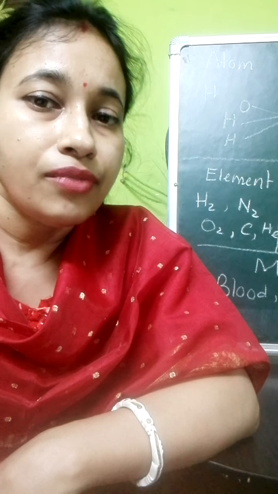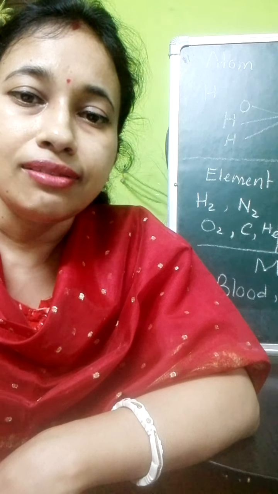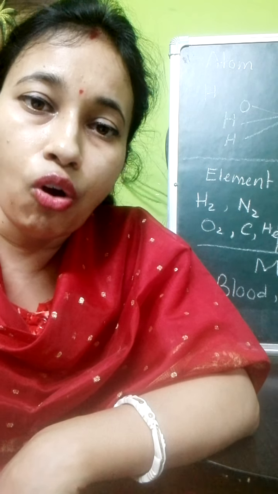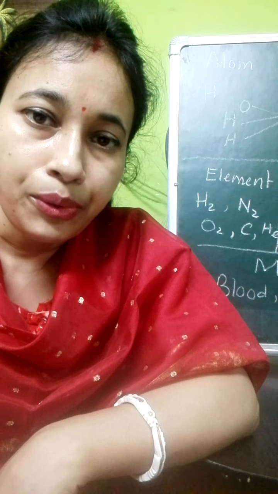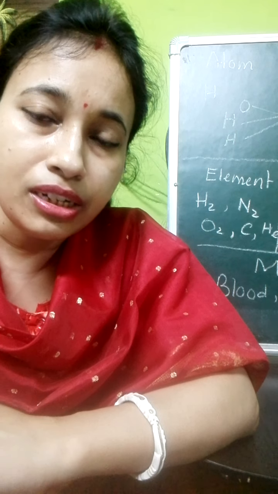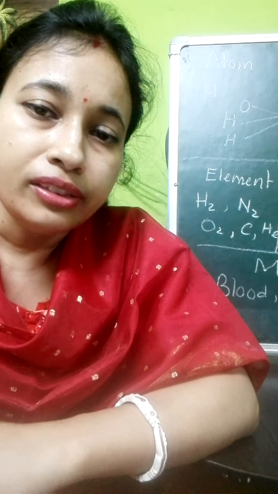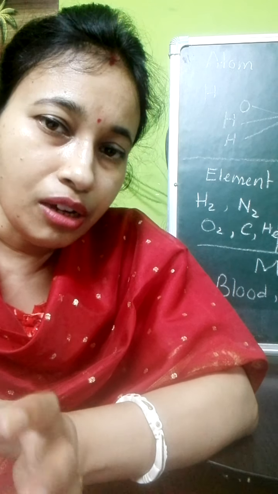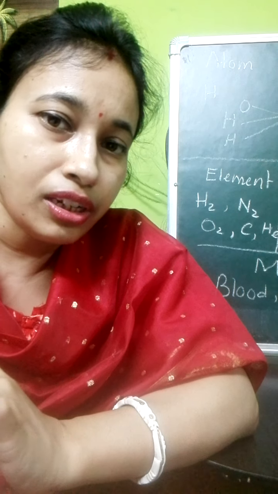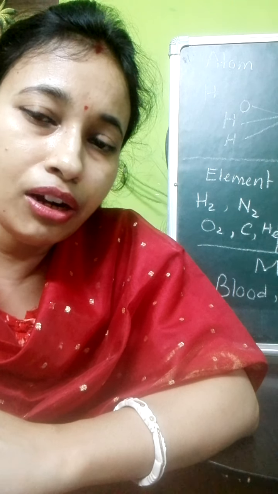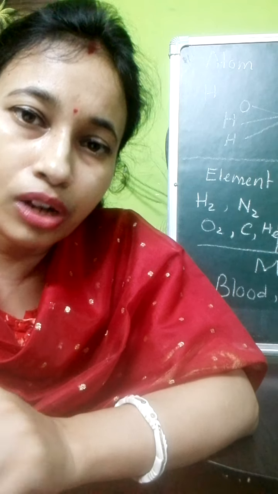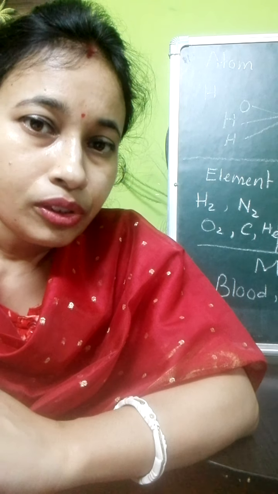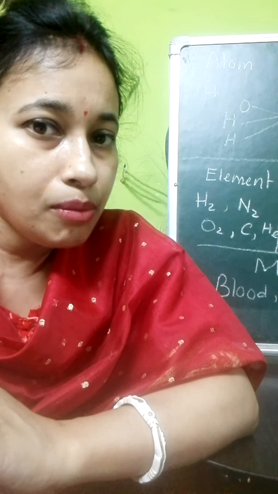Next topic is valency. What is valency? Valency is the combining capacity of any element. It is found from the atomic number. When we write the atomic number and then the electronic configuration, we get the number of electrons present in its outermost shell. From there, we can calculate the valency. Basically, valency is the combining capacity.